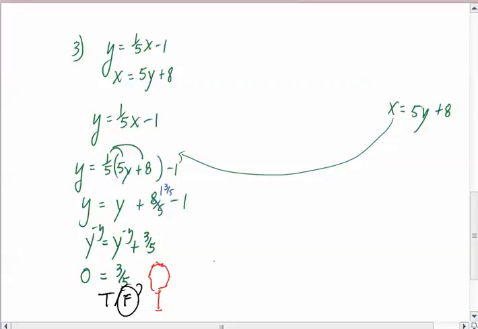Okay? That means that I don't have the same line here. What I have is parallel lines, meaning they're not touching at all, ever. There's never a place where they share an XY point. So I write no solution. And how do I write that officially as a set? I just write this. That means null set. There is nothing in the set.